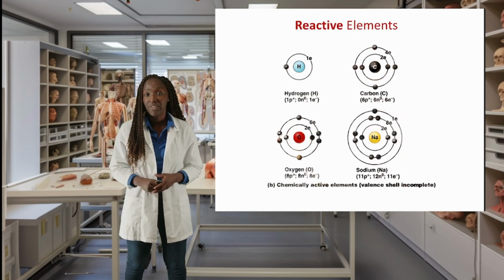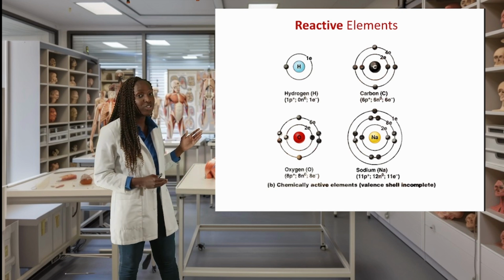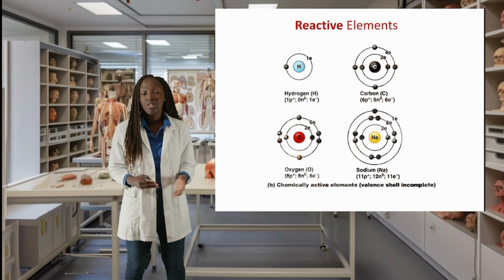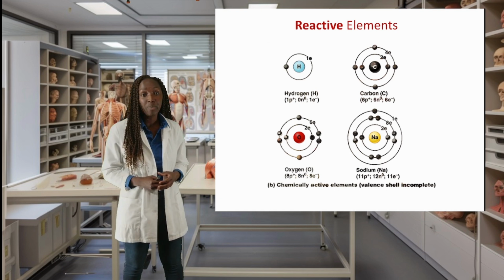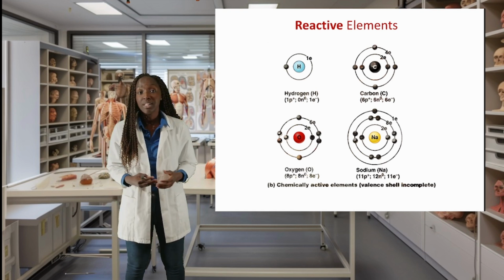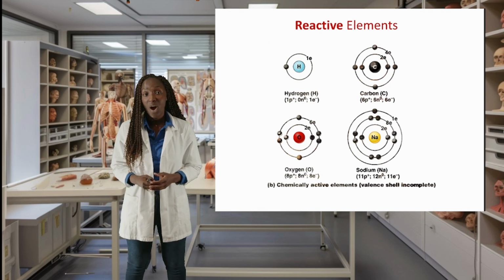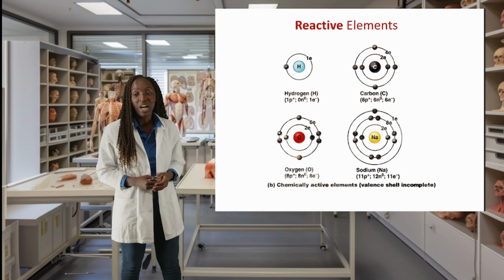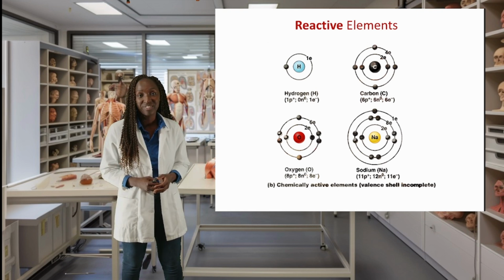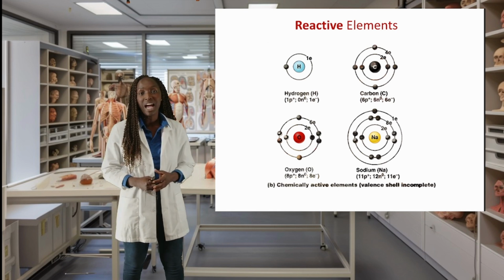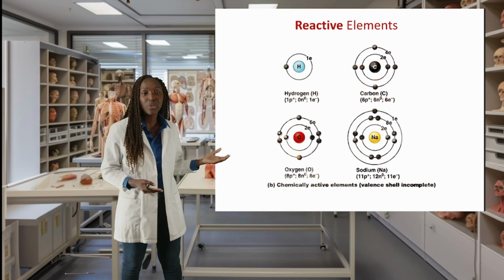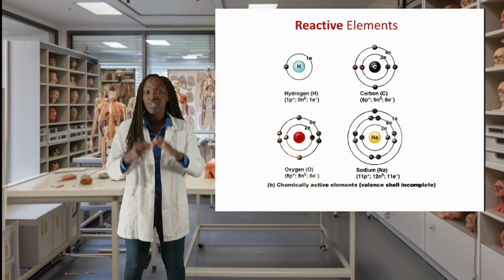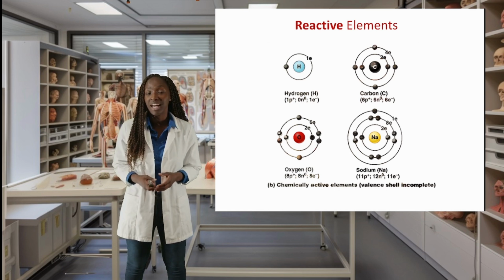Reactive elements, on the other hand, do not have their outer shells complete. For example, hydrogen only has 1, so it wants to gain another so that that outer shell is full. Carbon only has 4, so it would like to have 4 more. Oxygen only has 6. It wants to gain 2 more. And of course, sodium only has 1. So it'll take a lot of energy to gain 7 electrons. So sodium will be willing to give up its 1 so that the next shell becomes its outer shell and has a full 8.